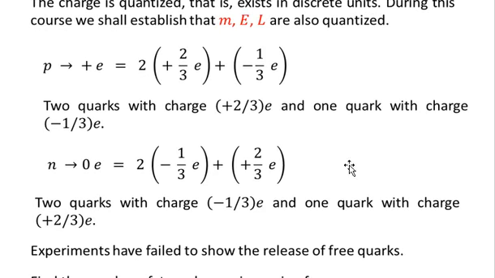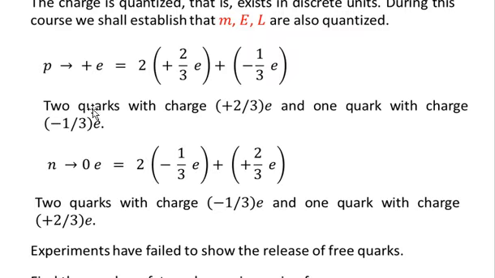Now let's talk about the proton. You know that the proton, represented by the symbol p, has a positive charge, plus e, where e is the same as the electronic charge. So the charge on the proton is the same in magnitude as the charge on the electron, but with a positive sign. And this plus e can be represented in terms of the charges plus 2 over 3e and minus 1 over 3e, where the charges are actually the charges on the quarks.